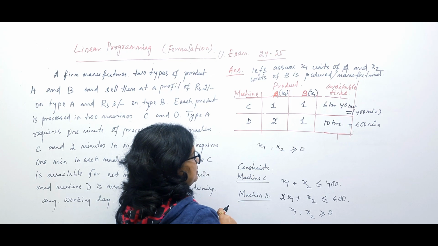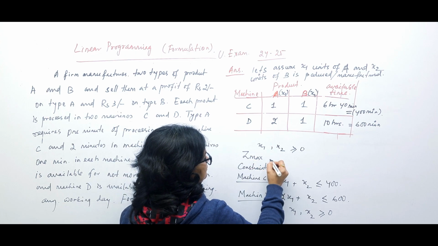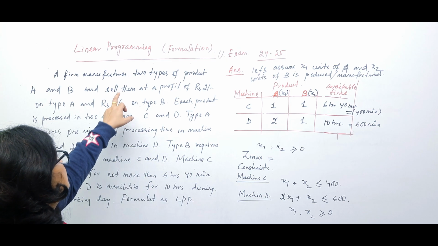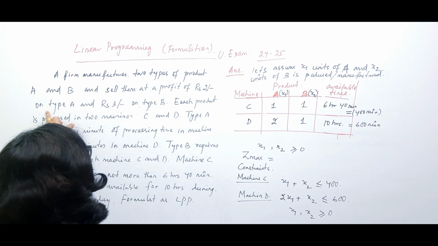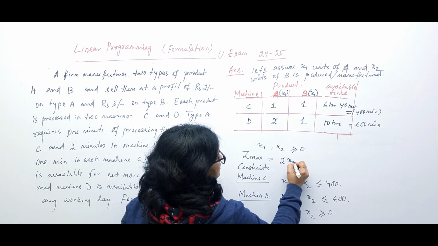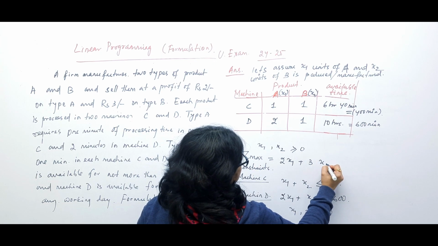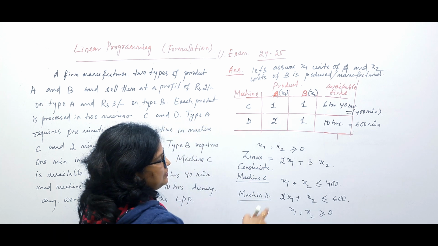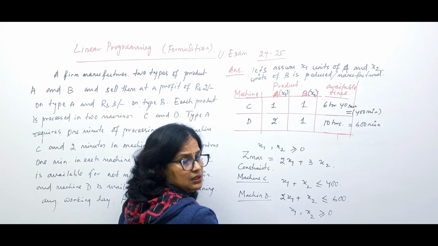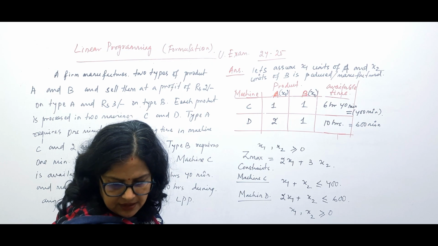And what is our objective function? The objective function is Z maximum equal to the unit contribution. They sell at a profit of 2 on type A and 3 on type B. So 2x1 plus 3x2. This is our objective function, subject to the constraints, and this is our non-negativity constraint. So we can write it like this.